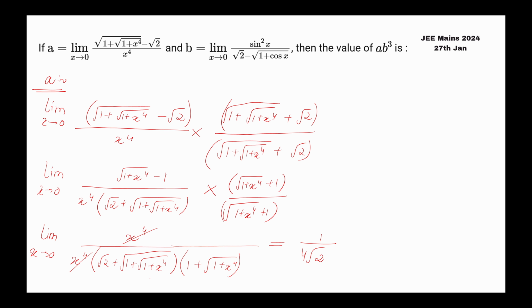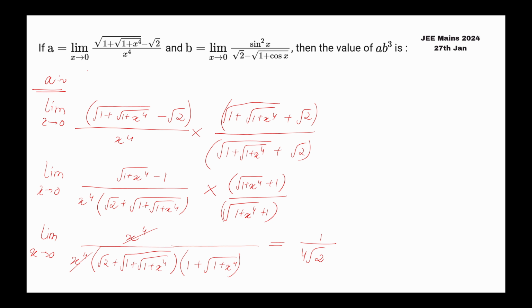So you can see root 2 plus here we would have another root 2, and upon multiplying this with 1 plus root 2 we are going to get 4 by root 2 as our answer. So we found out our value of A. Now let us find out our B. Let us solve for B.